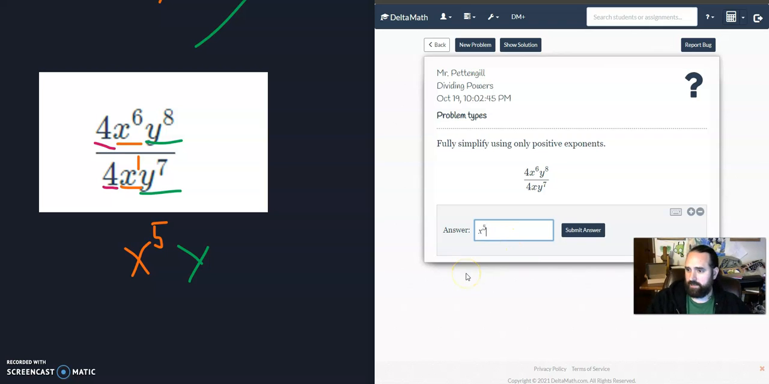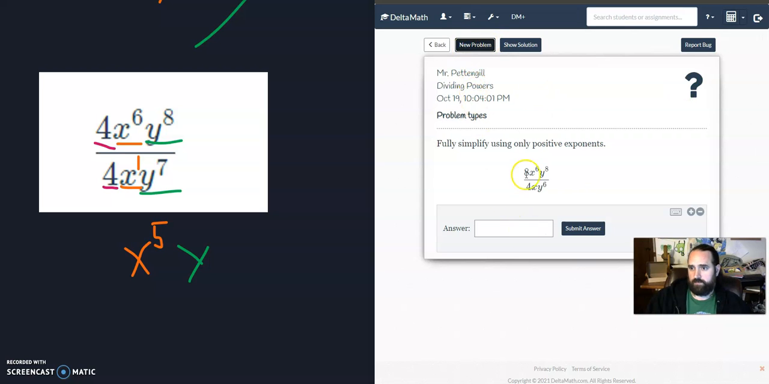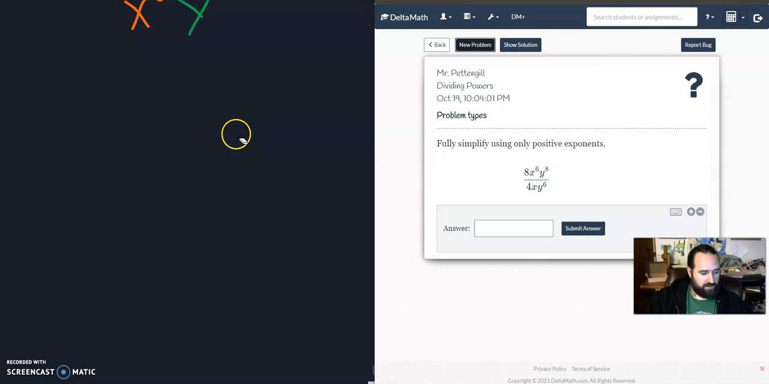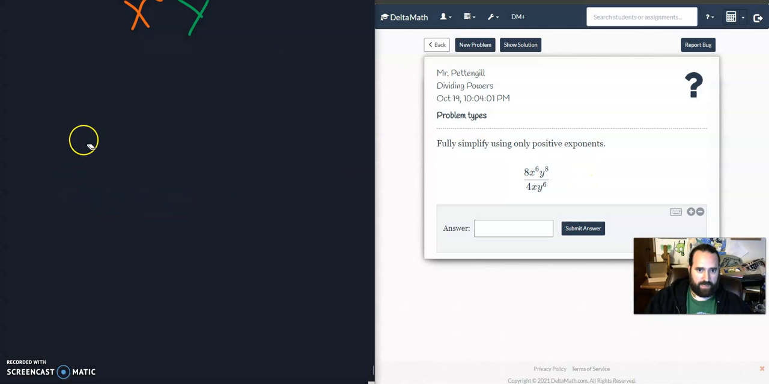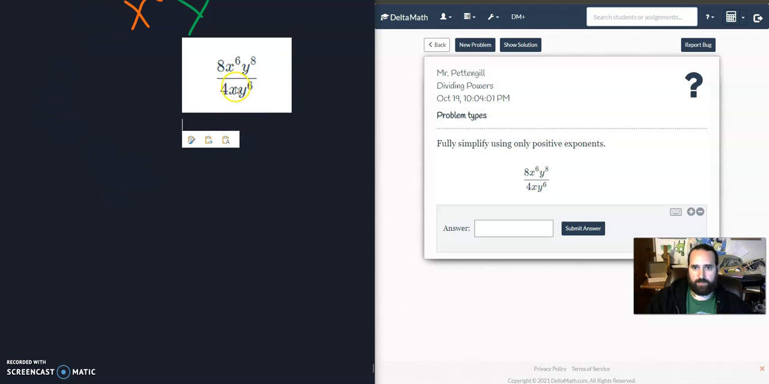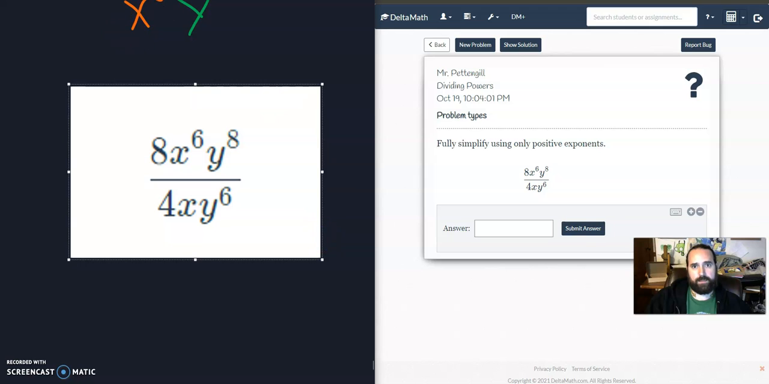Oops, I didn't leave the exponent again. Y. Submit answer. Yes, I want that to be my answer. Yay. New problem. Okay. You guys can see this one will be a little different. Snagged it. Dropped it. Moved it. Blew it up.